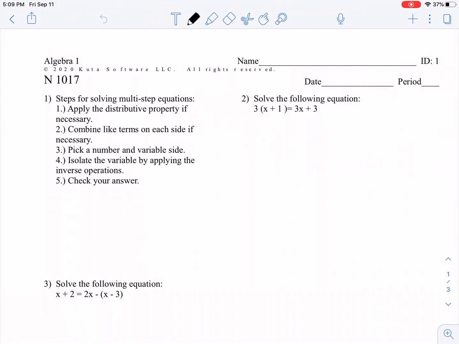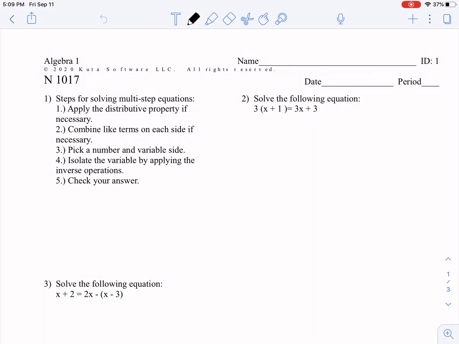All right, one last video talking about multi-step equations. I also wanted to cover a couple of special cases that you may come across at some point. Those special cases involve different types of solutions, okay?